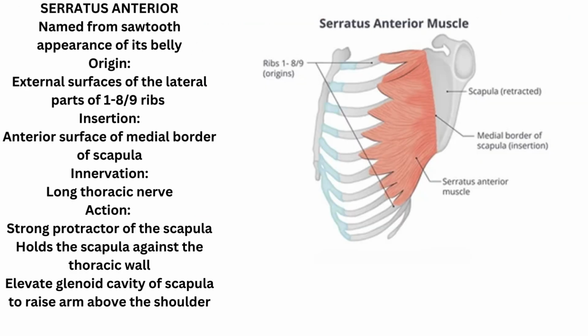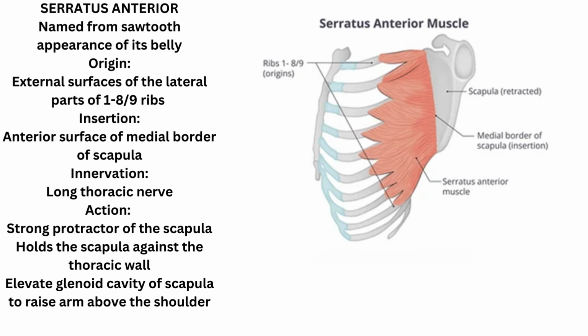Serratus anterior muscle is a thick, broad sheet muscle that forms the medial wall of the axilla. It derives its name from the sawtooth appearance of its belly. Its proximal attachment is on the external surfaces of the lateral parts of the 1st to 8th ribs, and its distal attachment is on the anterior surface of the medial border of the scapula. Serratus anterior is innervated by the long thoracic nerve.